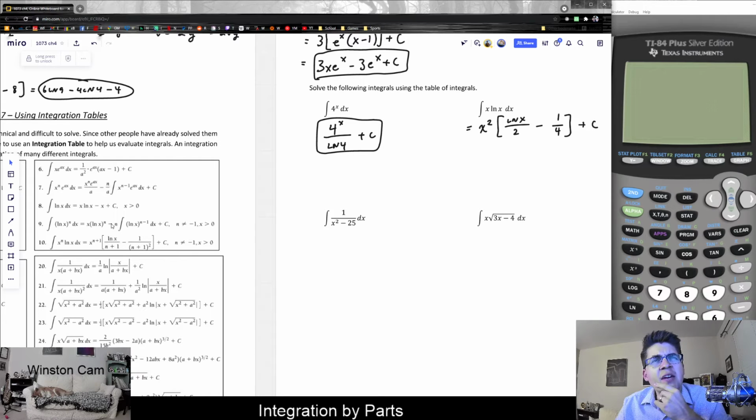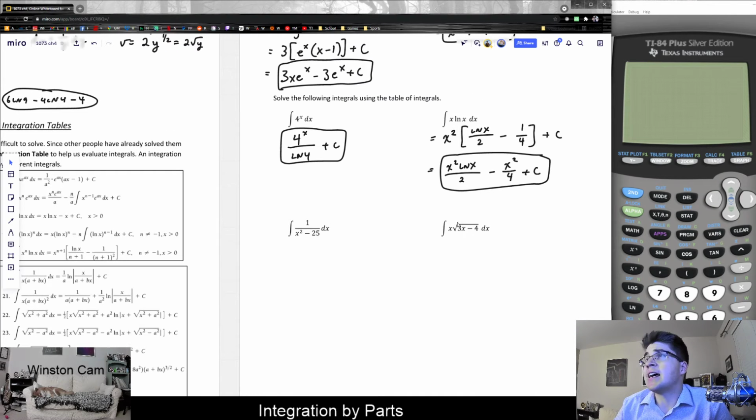And actually, I think we did this one in class because this one looks familiar, but notice if I use the distributive property here, I end up with x squared ln x times 1/2, and then minus x squared over 4 plus c. And yeah, this looks very familiar. I'm pretty sure we did this one in class too. But again, we can check them by using just a formula sheet.